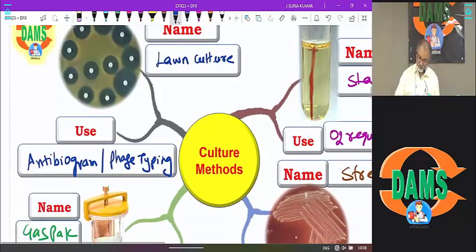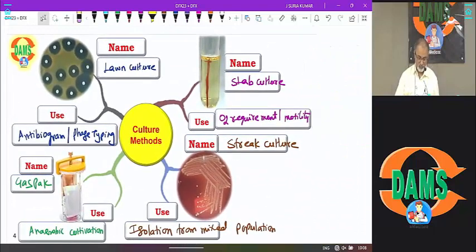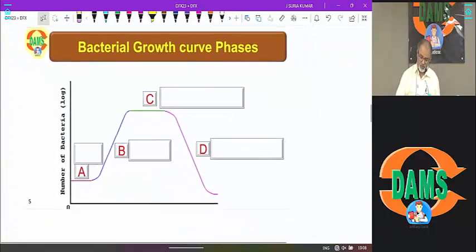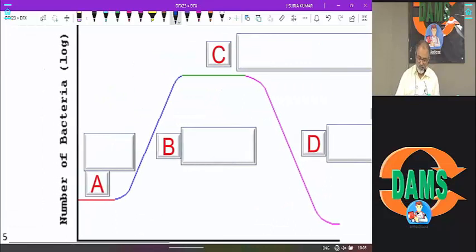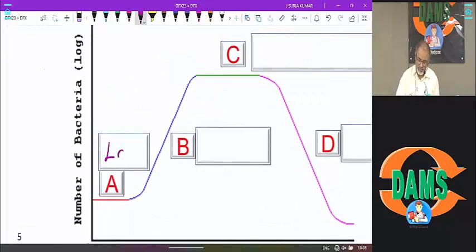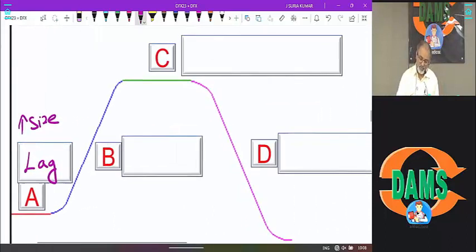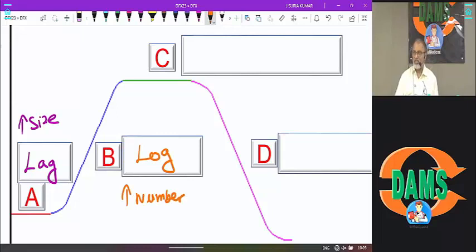Next is bacterial growth phases. There are 4 phases. You should know 1 or 2 points. A stands for lag. In this phase, it prepares, size will increase, prepares for multiplication. Very good. What is the B phase? It's called the logarithmic phase, exponential phase, increase in number. Very good. And you can demonstrate any original characters.